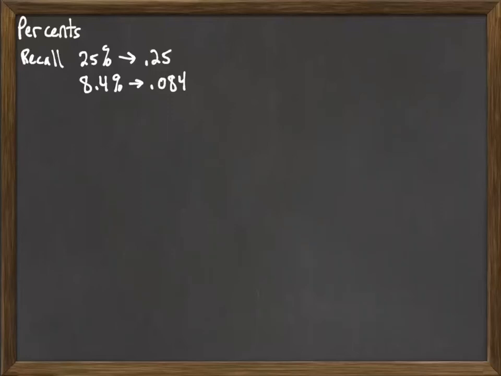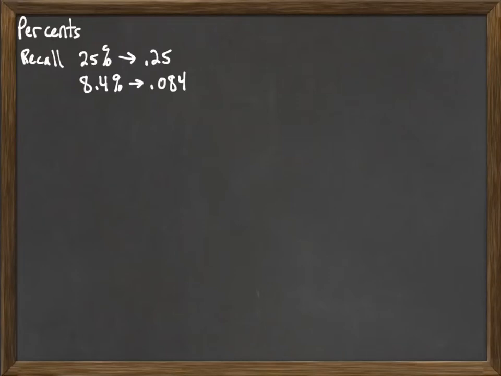So now we begin to look at percent word problems. And so the first thing we want to review with percents is how we go from a percent to a decimal or vice versa. So recall that 25%, we move the decimal point 2 places and we get the decimal 0.25. As another example, consider 8.4%. Again, it's always move it 2 places for percents, so that would become 0.084.